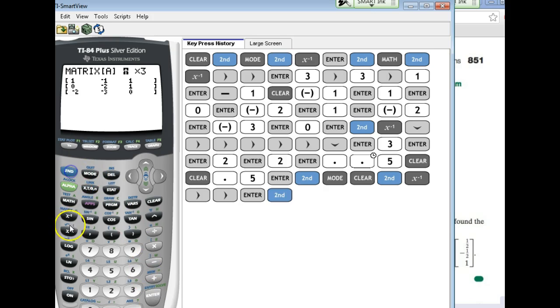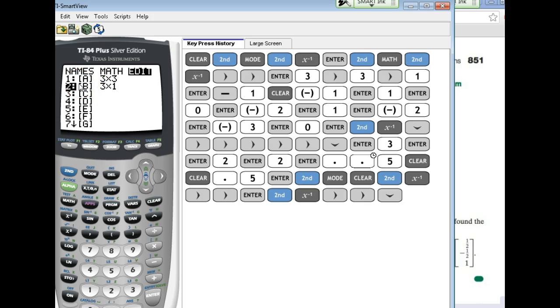Now at the same time, go back and hit second matrix again. I want to scroll over, but I also want to scroll down to matrix B, and I want to show you that. So when I press enter here, that is the constant matrix that you see over there on the right, which is 2, 2, negative 5.